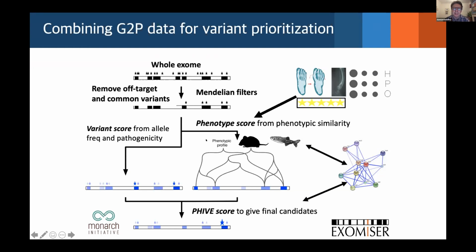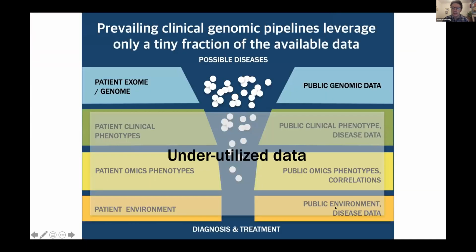But on the other side, it automates phenotypic comparisons between the patient's phenotypes and reference genotype to phenotype knowledge, either coming from databases such as OMIM and Orphanet and those HPO annotations, or from the model organisms that we're going to hear a lot more about today. So in Exomiser, we're using mouse models from MGI and the IMPC, and zebrafish models from ZFIN. And we also use protein-protein interactions to fill in the gaps.